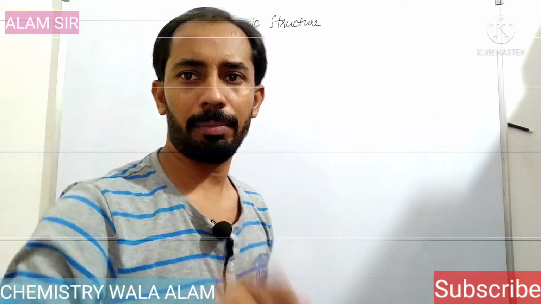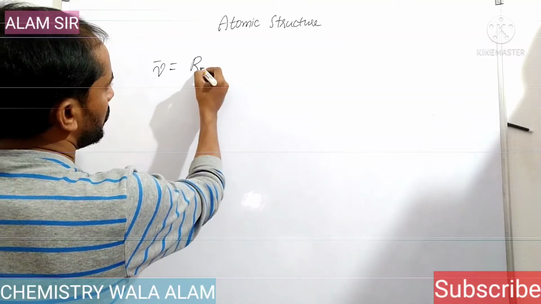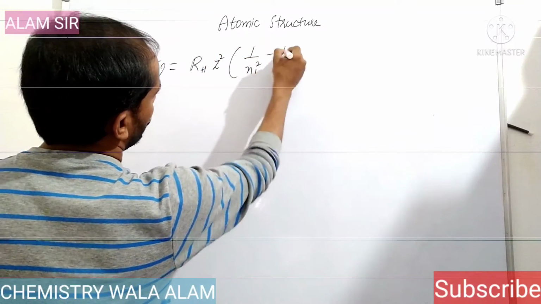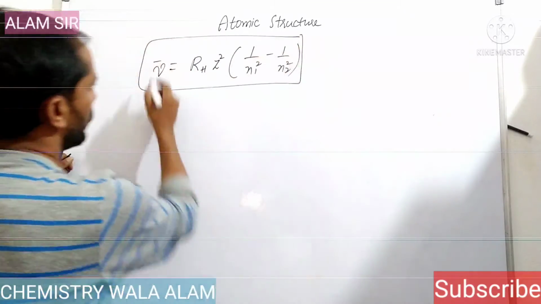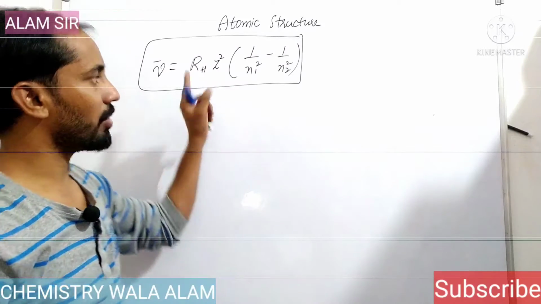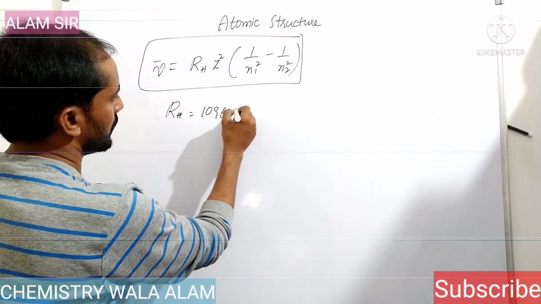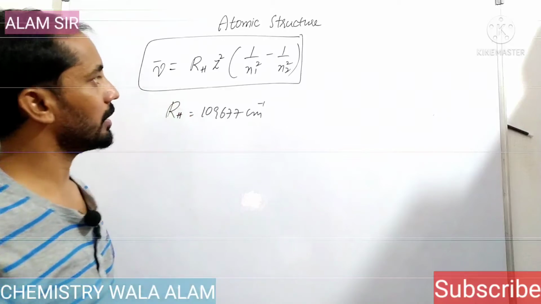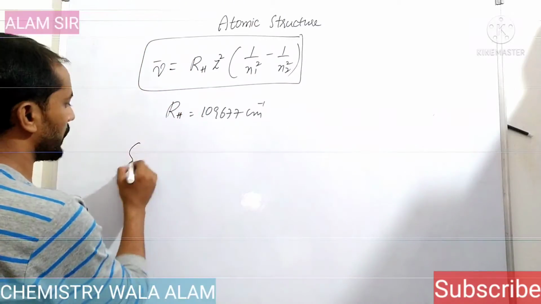How can we calculate the wave number? The wave number formula equals the Rydberg constant R times Z square times 1 by n1 square minus 1 by n2 square. This is the formula to find the wave number. R is the Rydberg constant, and its value for the hydrogen atom is 109677 centimeter inverse. Next, the number of spectral lines.